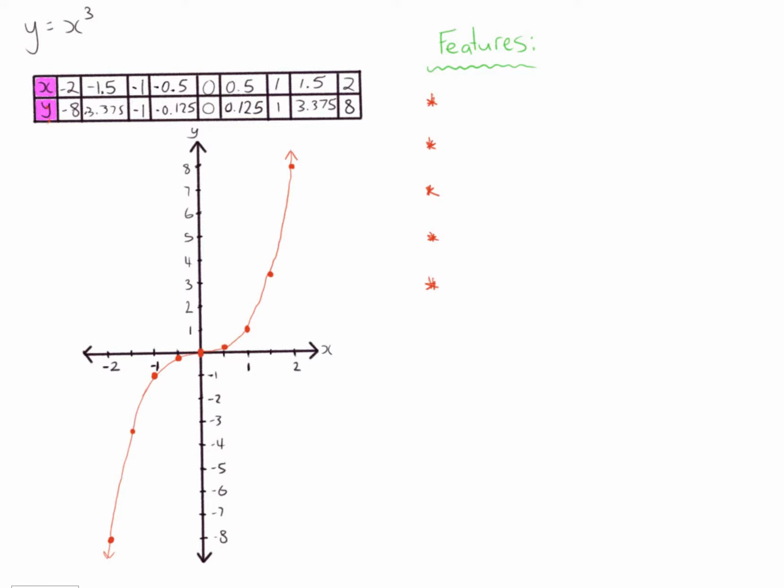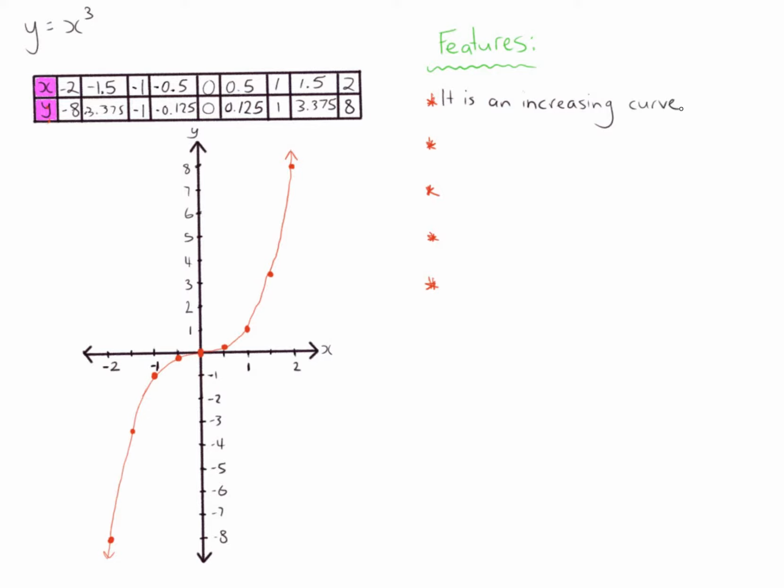Now that we've drawn our graph, let's briefly discuss some features that we notice. The first thing is that as we move from left to right, the graph always increases. It always rises, and what we call this is an increasing curve. So it is an increasing curve. So as we move from left to right, at no point does it turn around and go back down like a parabola might.